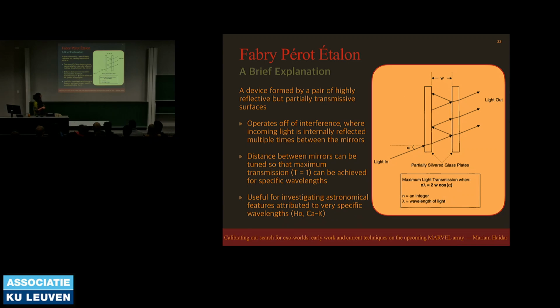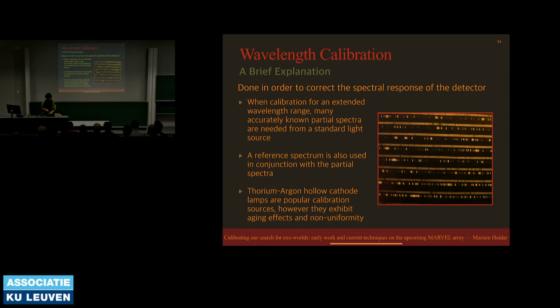And so the distance between these mirrors can be tuned so that we can look at specific wavelengths that come out. This is pretty useful for looking at very specific, for example, astronomical features in atmospheres and specific transitions, but this can also be really useful for wavelength calibration, because when you have all of this light coming out at periodic wavelengths, you can use that as sort of a spectral ruler.